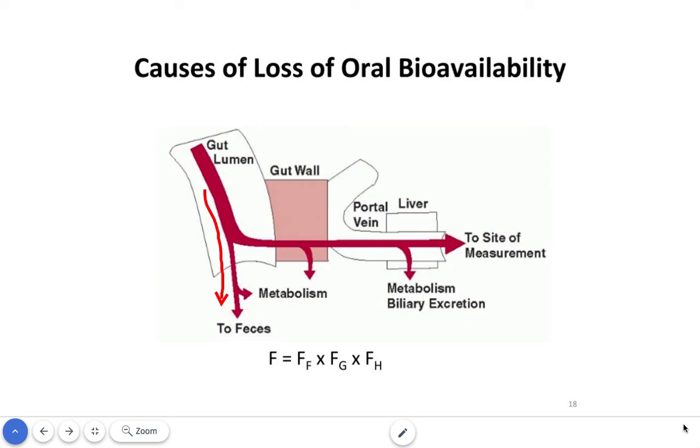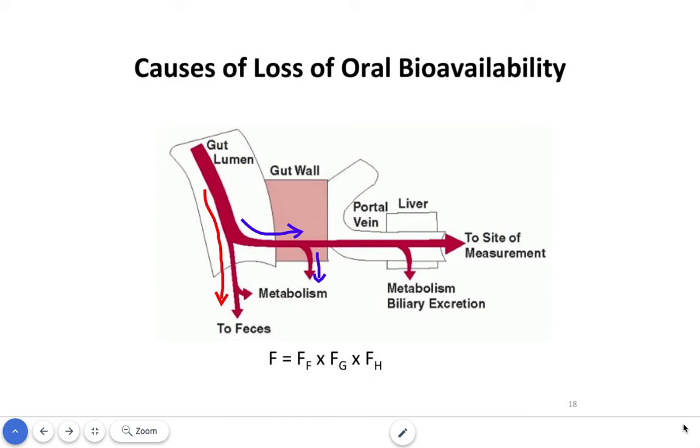Some part of the drug gets absorbed and has to pass through the gut wall, the cells that line the GI tract. However, one thing to remember is there are numerous enzymes present in the gut wall, and these enzymes are similar in scope and activity to those enzymes that metabolize drugs in the liver, and hence these gut wall enzymes can also metabolize the drug, and there goes a significant portion of it.